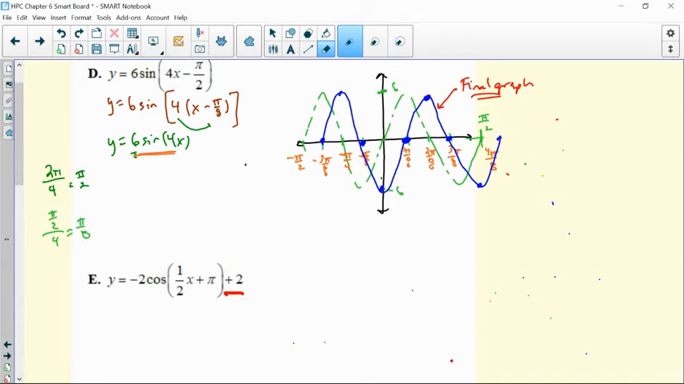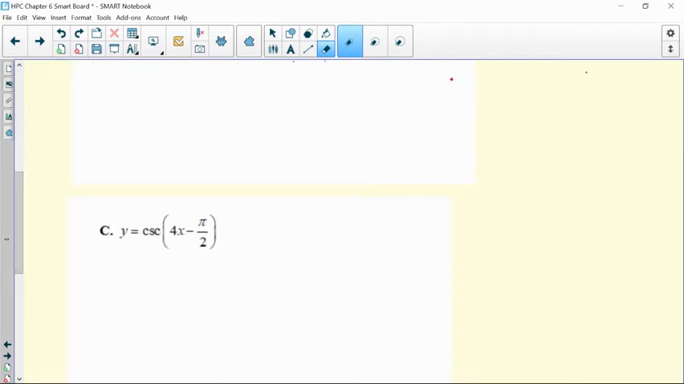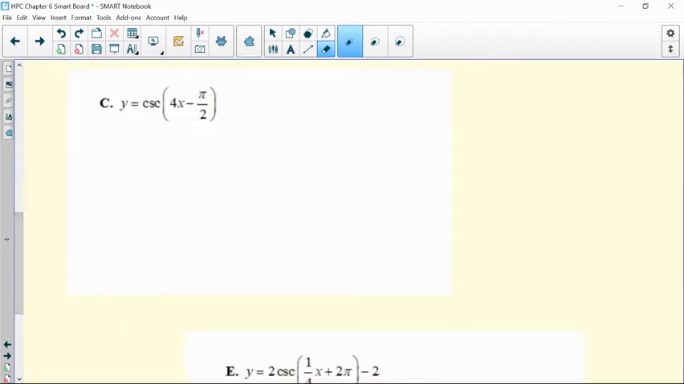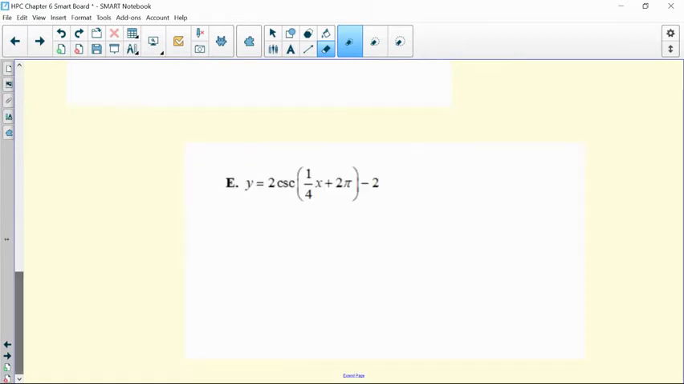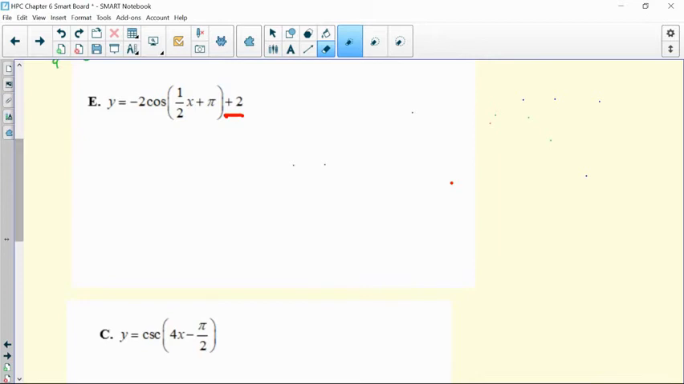Okay, so let's look at, maybe what I'm going to do is jump down to problem set number 2, and I want to look at, I thought there was one that was here, but I guess not. So never mind. We'll stick on problem set 1. Let's do -2 cosine of 1/2 x plus pi, plus 2. And so that plus 2, remember, shifts everything up 2. We kind of already said that.